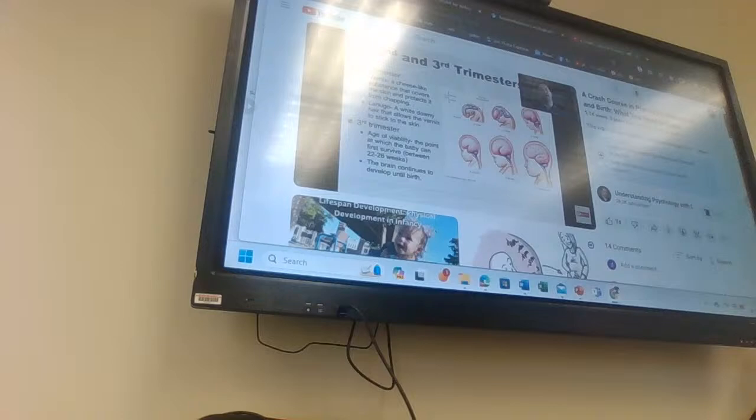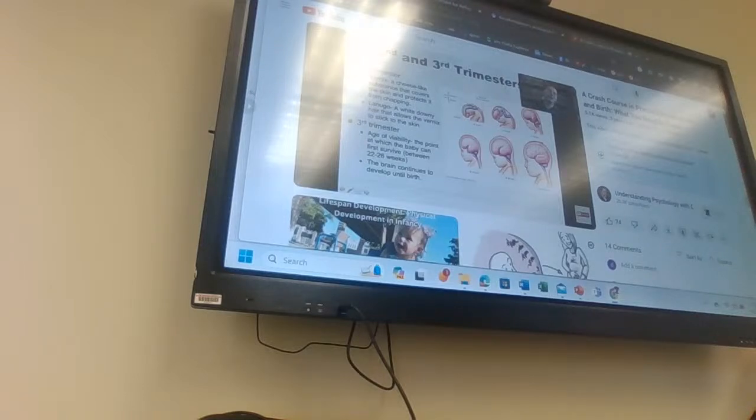And then we have the 3rd trimester, as I said, the age of viability. This is when the child, without the mother, if the child were delivered, the child could breathe and live on his or her own, and that's between 22 to 26 weeks. And then obviously from that point forward, the brain continues to develop.